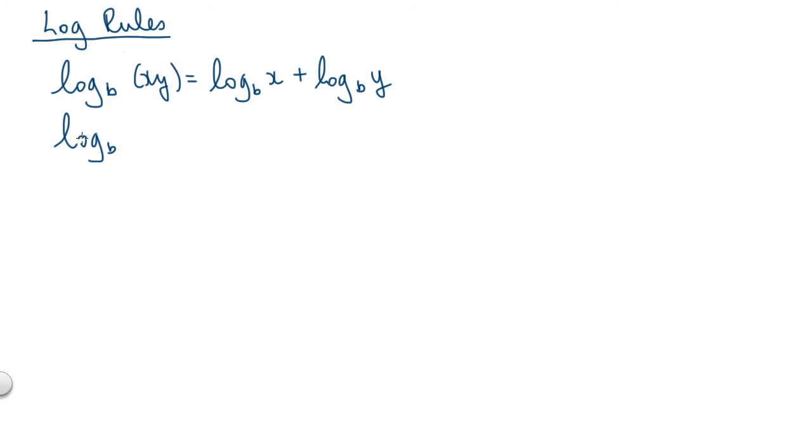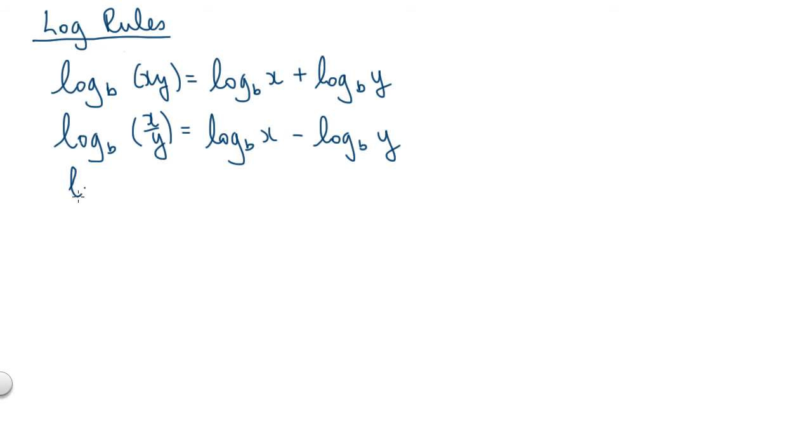If we're taking the logarithm to any base of a quotient, so one function divided by another, this turns into a difference of logs. In other words, we get log base b of the numerator minus log base b of the denominator.